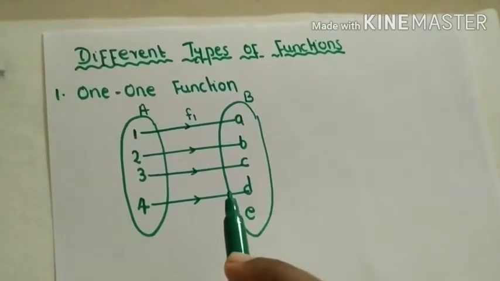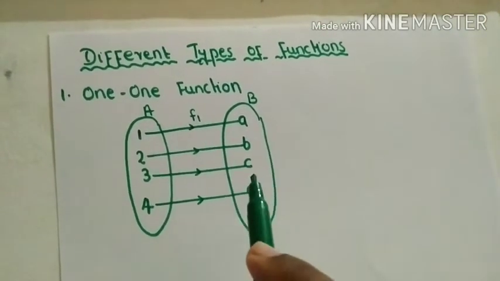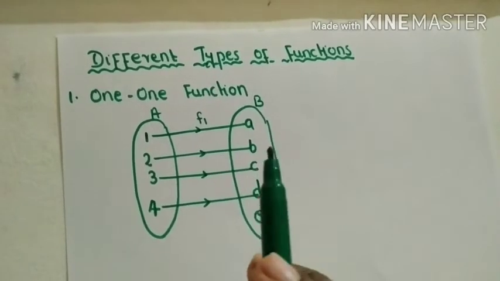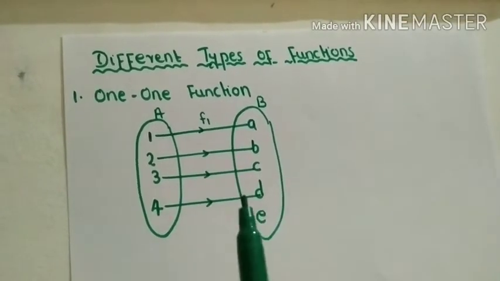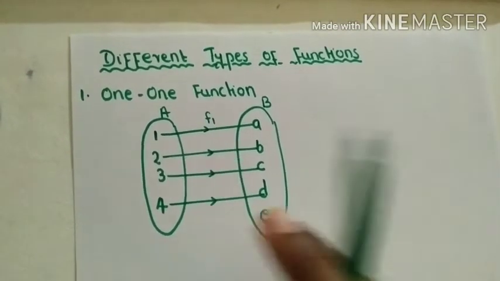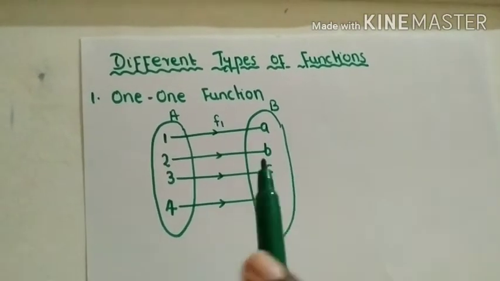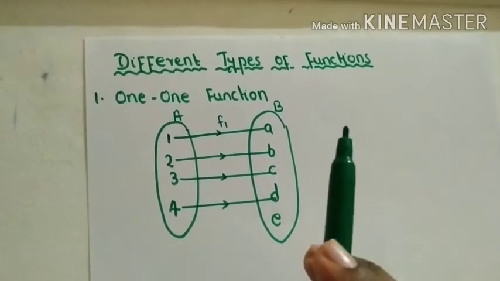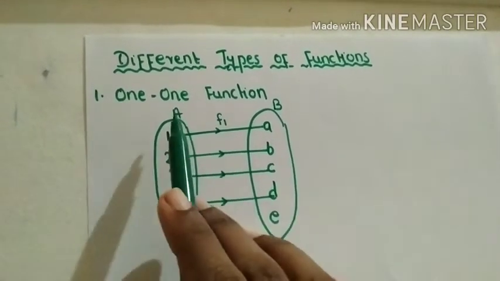Hi students, today we are going to discuss different types of function. First one is 1-1 function. Take a look at this diagram. It is the arrow diagram of a function f1 from A to B.